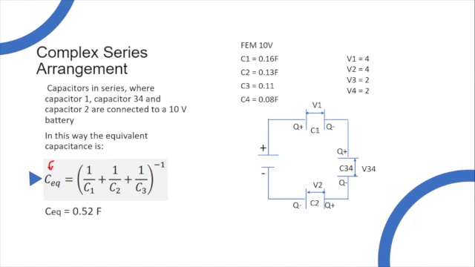Since it is a series arrangement, we can calculate it using the previous formula, but instead of taking into account the capacitance number 3, it is going to be the addition of the capacitances 3 and 4. Since we substitute the values, the equivalent capacitance for this complex arrangement is going to be 0.52 farads.